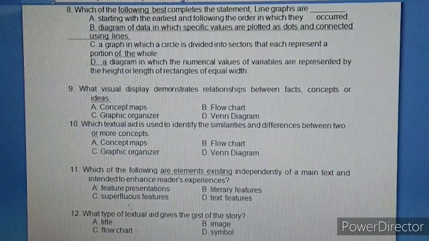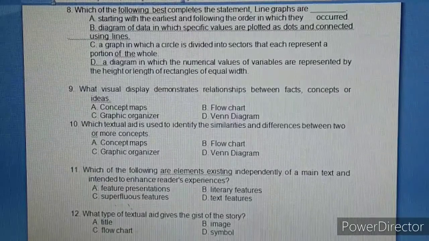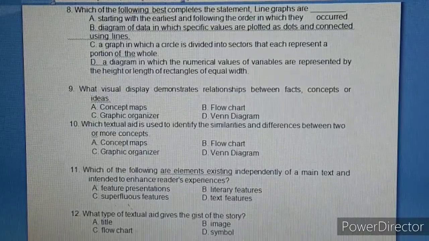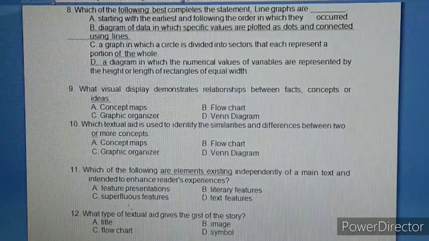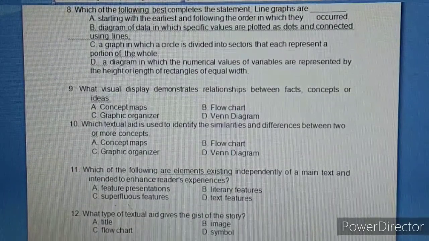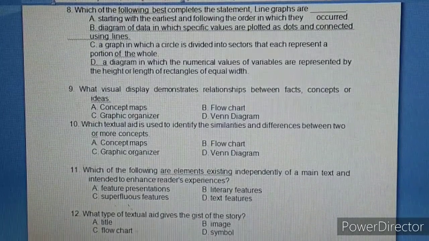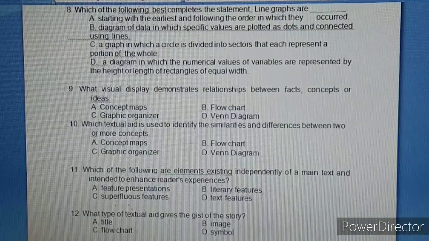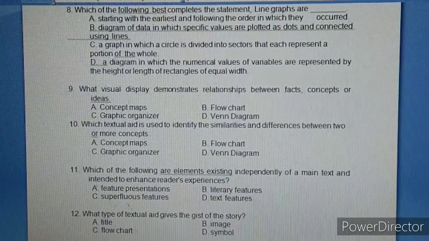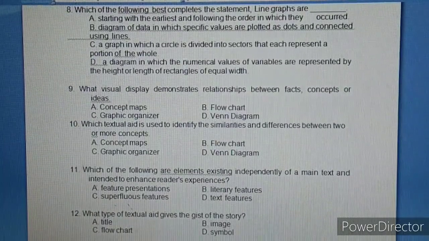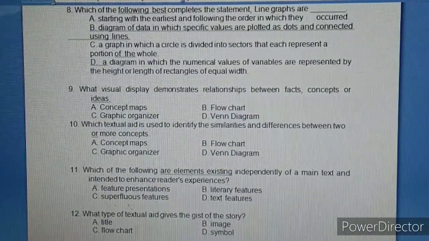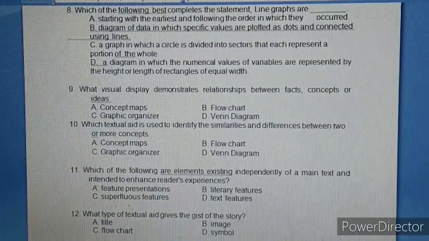Which textual aid is used to identify the similarities and differences between two or more concepts? A. Concept maps, B. Flowchart, C. Graphic organizer, or D. Venn diagram? I know you guys know about this. There are two circles, yes, in which it identifies the similarities and differences between two or more concepts. Okay, the correct answer for number 10 is, of course, letter D. Venn diagram. Now let's move on.